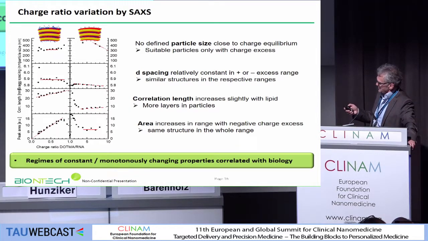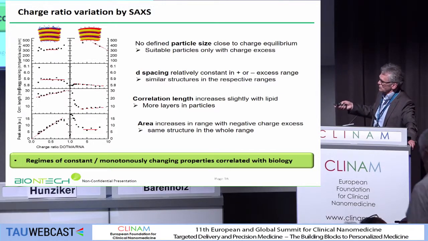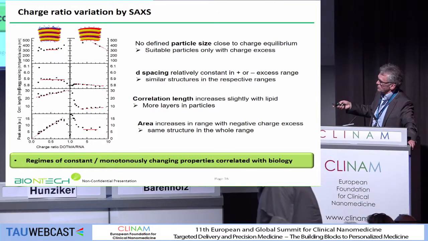And starting maybe with the peak area, remember the graph 2 minutes before, when the fraction of free RNA linearly decreased. In here, this peak area in the negative regime continuously increases. So it appears that we form one defined structure of particles in the whole range of negative excess, which helps us to define manufacturing parameters.